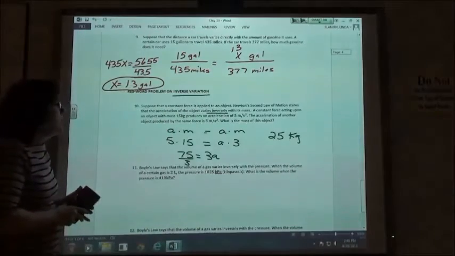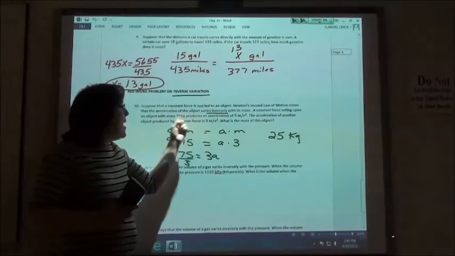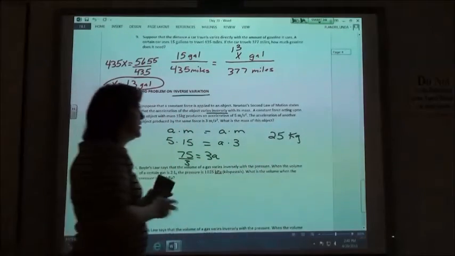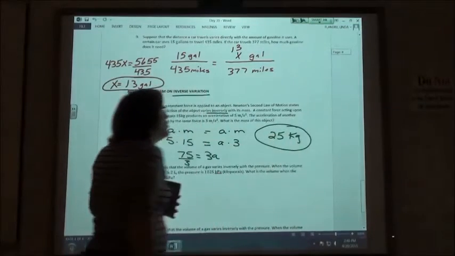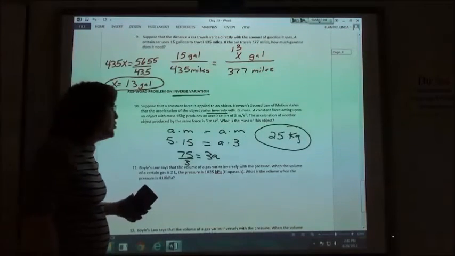kilograms. So notice my acceleration went down, my mass had to go up. They go in opposite directions. So this is just a little shortcut you can do as opposed to finding the constant of variation first and then finding the answer to your problem.